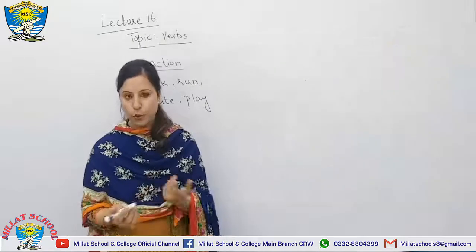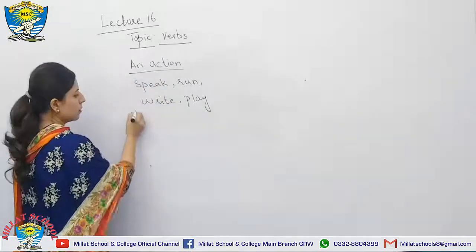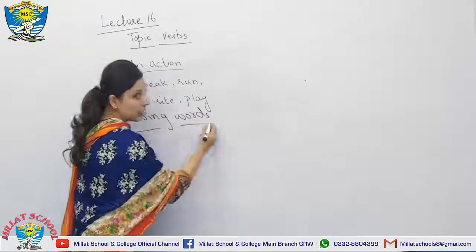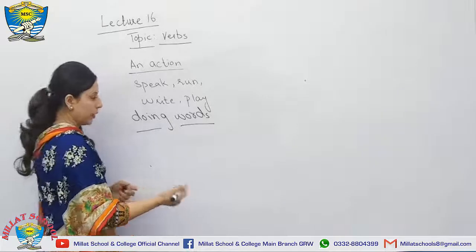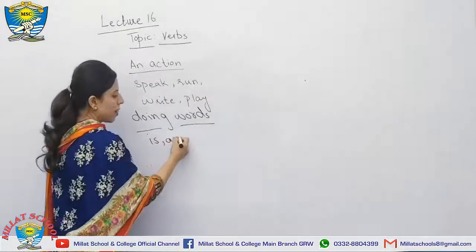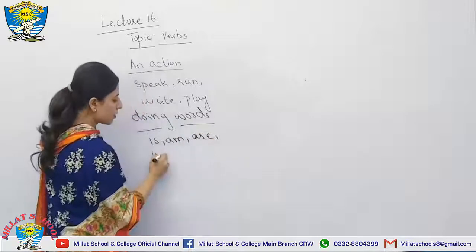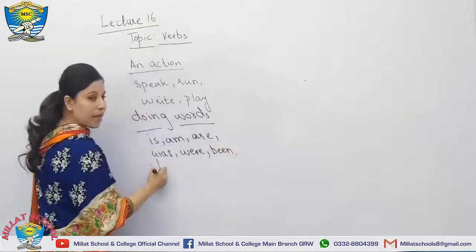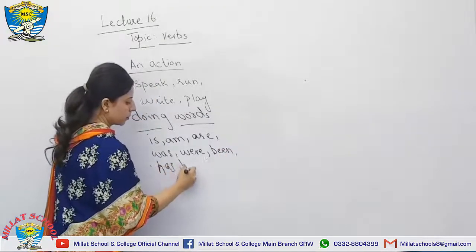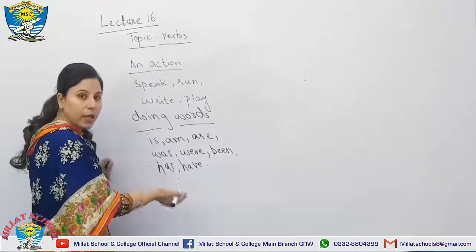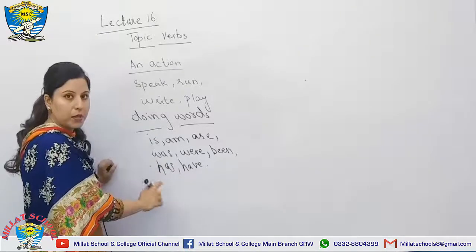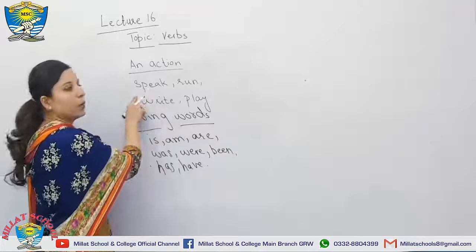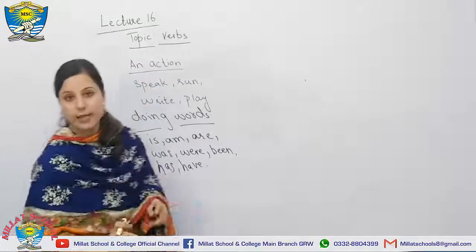So let's move to the doing words example. What are doing words? Doing words tell us about when the work has been done. For example, is, am, are, was, were, been, has, have. We are using these verbs in the English language as helping verbs. These are known as helping verbs, and these verbs help the other words to make a proper sentence.